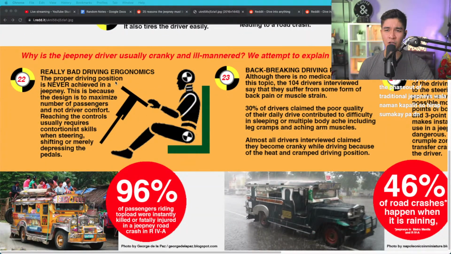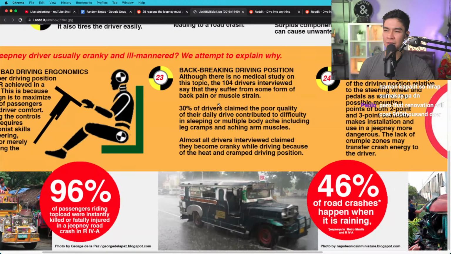Really bad driving ergonomics. The proper driving position is never achieved in a jeepney. This is because the design is to maximize the number of passengers and not driver comfort. Reaching the controls usually requires contortionist skills when steering, shifting, or merely depressing the pedals. Back-breaking driving position. Although there is no medical study on this topic, the 104 drivers interviewed say that they suffer from some form of back pain or muscle strain. 30% of drivers claimed the poor quality of their daily drive contributed to difficulty in sleeping or multiple body ache.